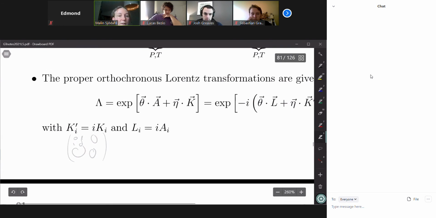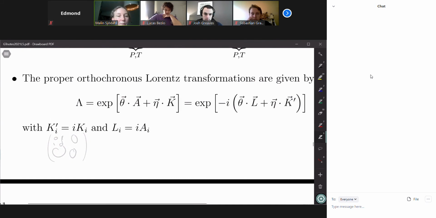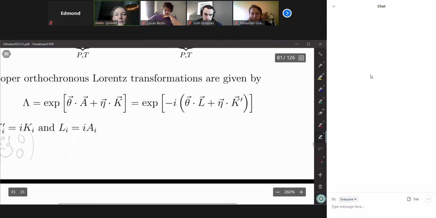So multiplying this with i gives an anti-Hermitian matrix, and that is quite important to note, because that means that the transformation that is generated will not be Hermitian. So, sorry, will not be unitary. The generator is not Hermitian, implying that the group operation is not unitary. So these here will generate unitary rotations, and these here, the boosts, will not generate unitary transformations.